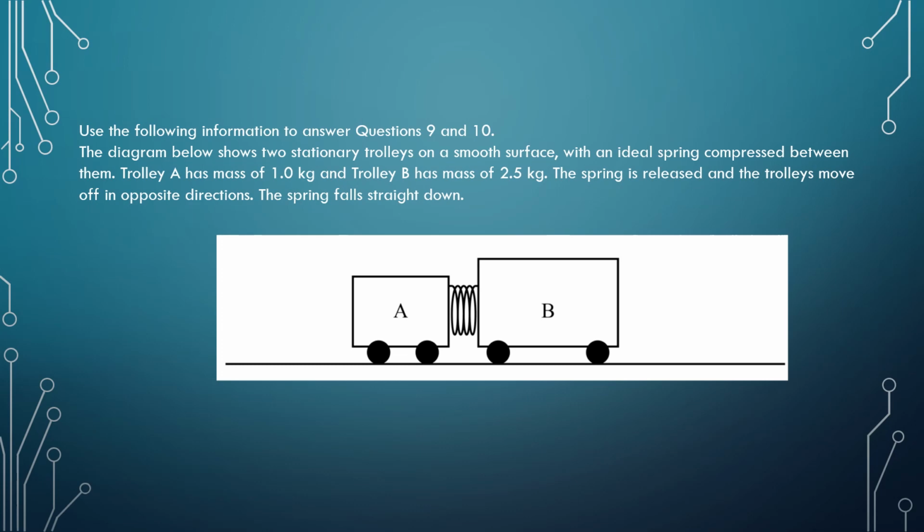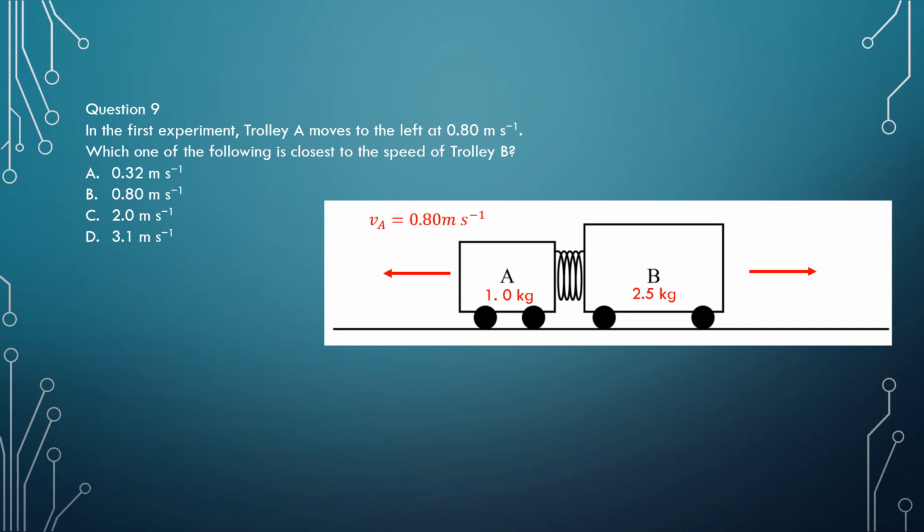A spring is compressed between two trolleys. The spring is released, and the trolleys move off in opposite directions. This system is isolated, so the total momentum is conserved. The total momentum is zero because both trolleys are at rest before the spring is released. Since the trolleys move in opposite directions, their momenta are opposite. We know the masses of trolleys A and B and the speed of trolley A, so we solve for the other trolley's speed from the equation, and the correct answer is A.